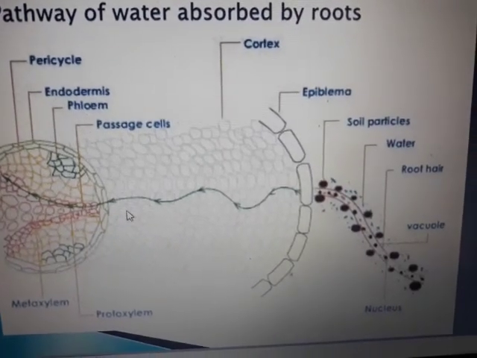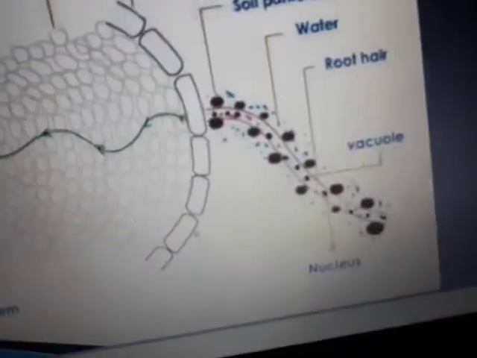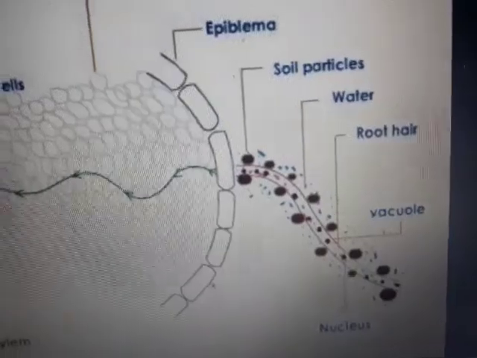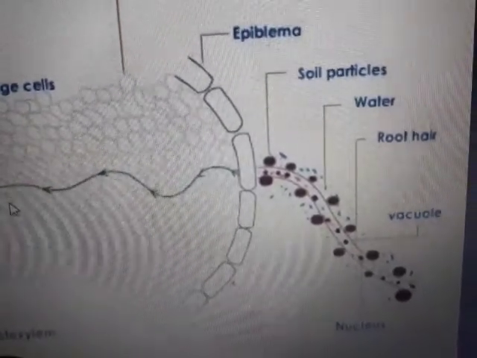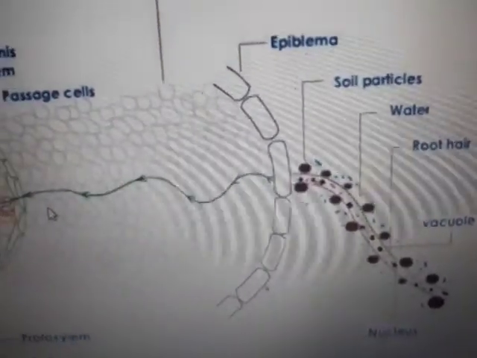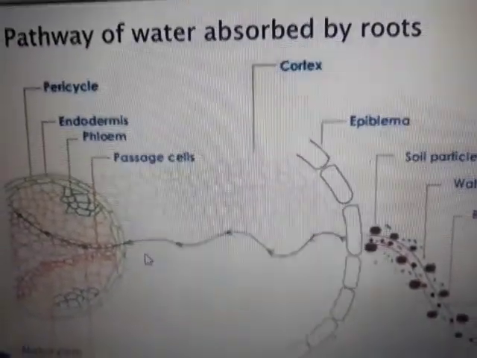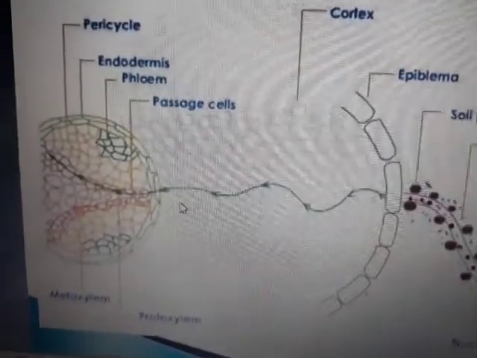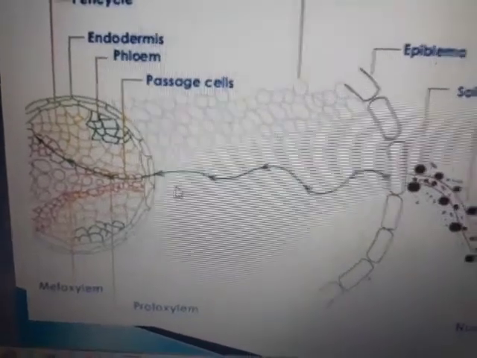There is a picture given in your textbook as well. You can see how the water enters from the root hair, then through the epidermal cells into the cortical cells, into the cortex, and furthermore into the xylem vessels. Right, this is for the water.